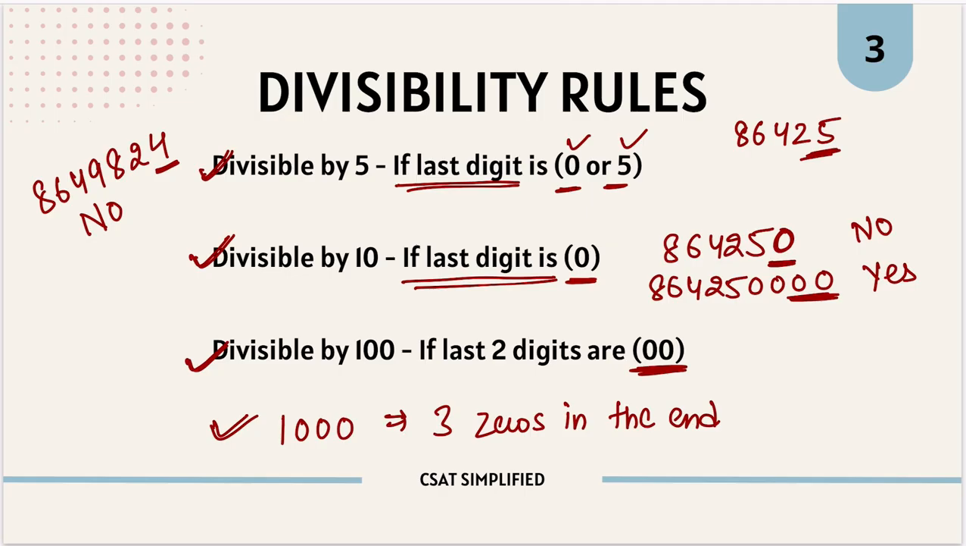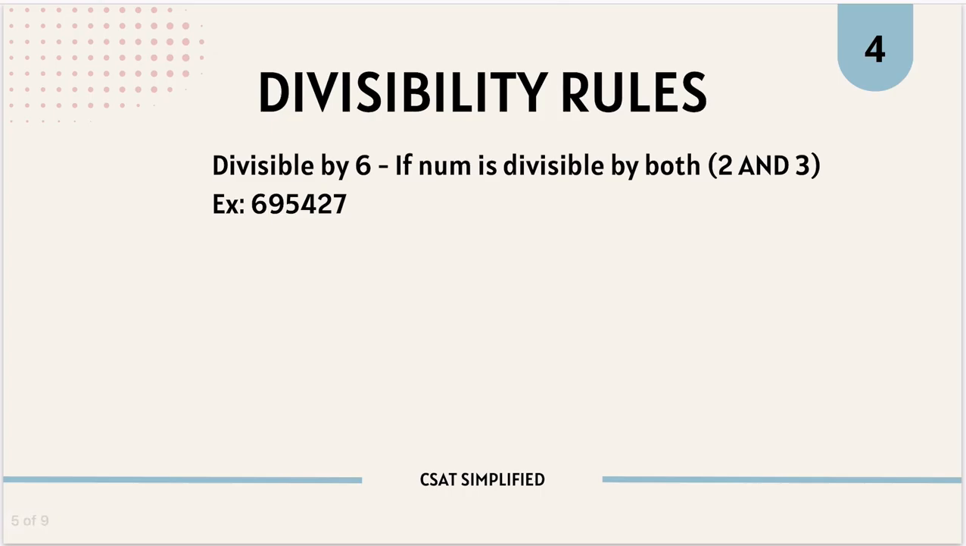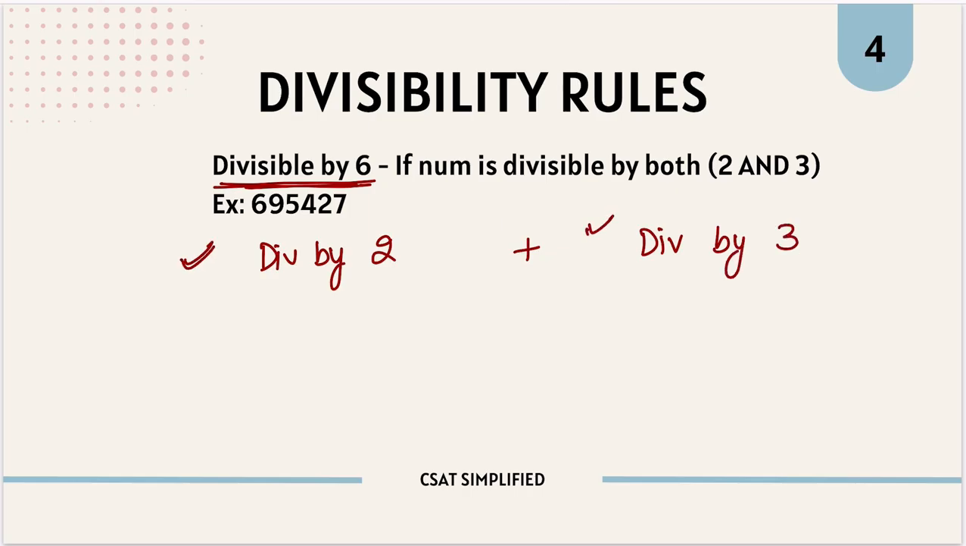Correct? Moving on to the next part. Divisibility by 6. 6 is a special case. Why? Because there is no straightforward divisibility rule for 6, but we can break it down. How do we check it? For the number to be divisible by 6, it has to be divisible by 2 and divisible by 3 at the same time. Means this has to be true and this has to be true. It cannot be that one is true and another is false.